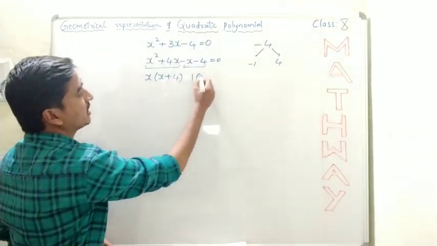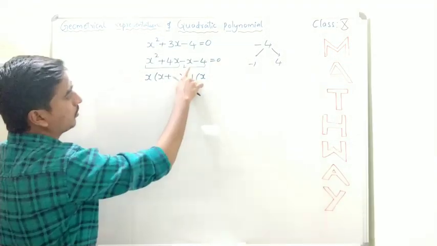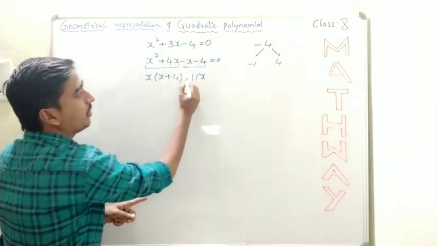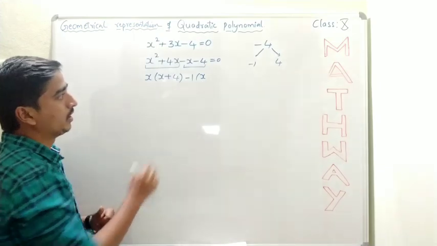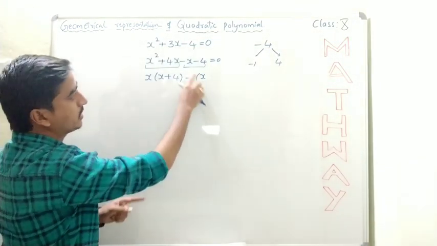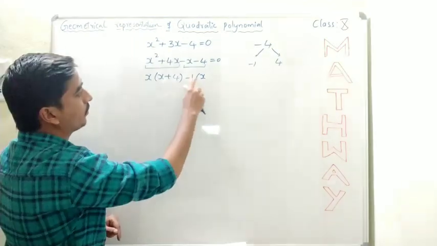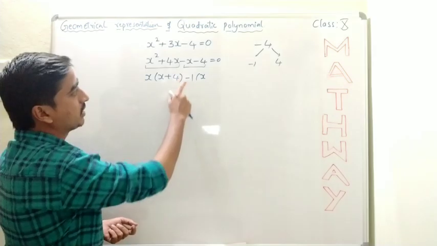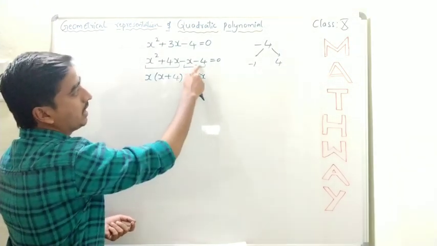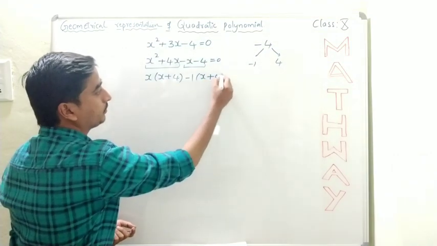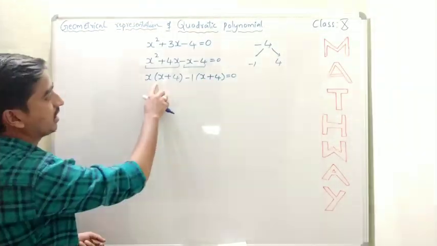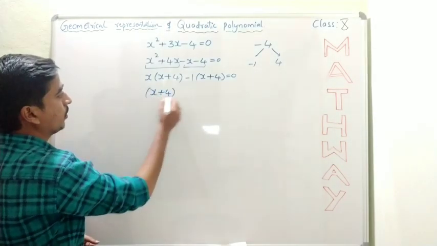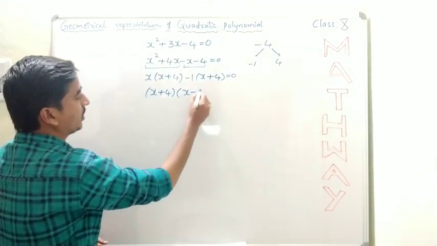After taking 1, we get the same terms, but here it is a negative x and we got a positive x. To get the positive x, we have to take -1 as common. If you take -1 as common, then -1 into x minus x. Whenever we take a minus as common, the signs change. That's why minus x becomes plus x, and -4 becomes plus 4 equals 0. Now we can see x plus 4 and x plus 4. Both we can take as common: x plus 4, and after taking this, x minus 1 will be left.